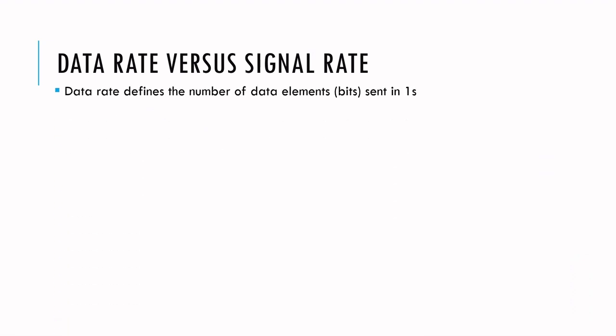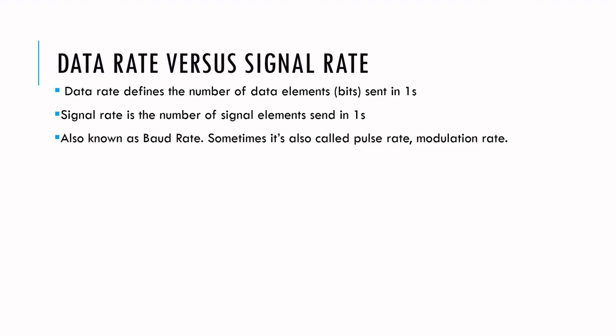Now, data rate defines the number of data elements that are sent in 1 second. So if you relate this to the analogy we used previously, it would mean how many passengers are being sent in 1 second. And signal rate is the number of signal elements sent in 1 second. If you go back to the analogy, this would mean how many vehicles are being sent in 1 second. Also, the signal rate is known as baud rate. It's also called the pulse rate or the modulation rate. So it has a lot of names.